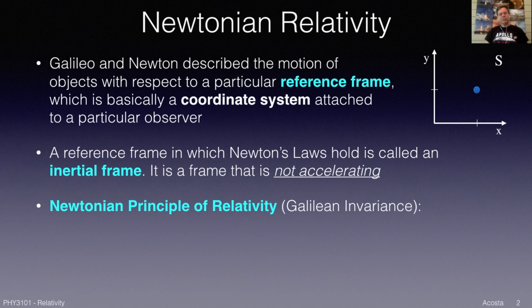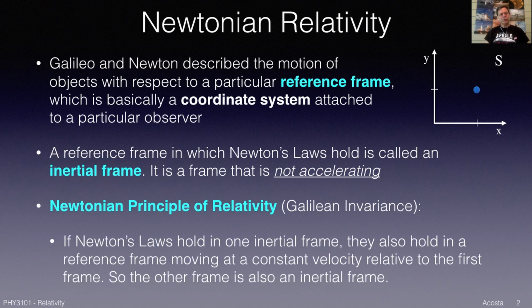Now, one can consider a Newtonian principle of relativity, also known as Galilean invariance, which is that if Newton's laws hold in one inertial frame, they also hold in another reference frame moving at a constant velocity relative to the first frame. So that other frame is also an inertial frame. Okay, so if you've got the laws of physics holding in one reference frame, that's known as an inertial frame, and there's another one moving at a constant velocity with respect to it, that other frame that appears to be moving by you at a constant velocity is also an inertial frame, and also Newton's laws hold in that one.